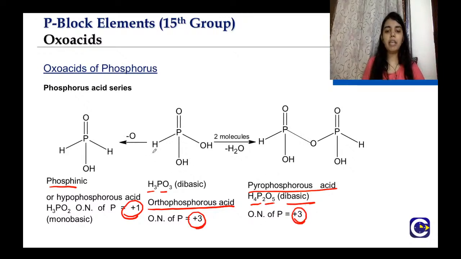Now we will determine the basicity. Here 1 OH bond, so basicity equals 1, that means monobasic. 2 OH bonds, that means basicity is equal to 2, that means dibasic. Here 2, that means it is dibasic. 2 OH bonds, that means dibasic. Okay.